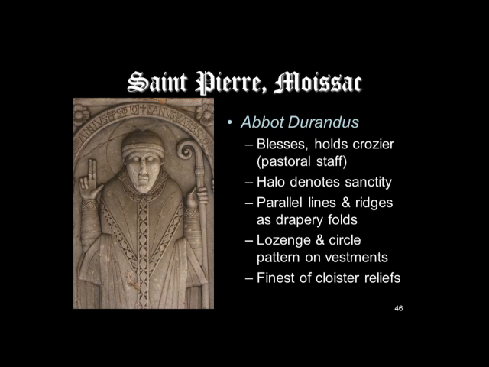Stylistically, we can see these parallel lines and ridges as drapery folds, and then he's carved out a design of lozenges or diamond shapes with little circles at the points, and this pattern is repeated as though it was the edging of the liturgical garment. So this could be representing something like embroidery or jewels. As regular as it is, I'm probably thinking more embroidery.